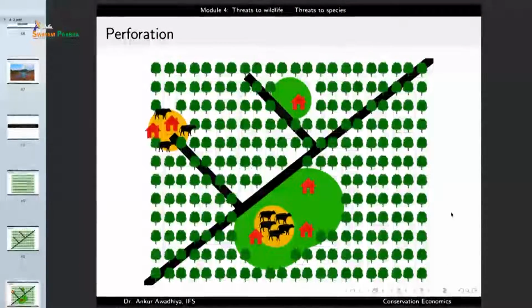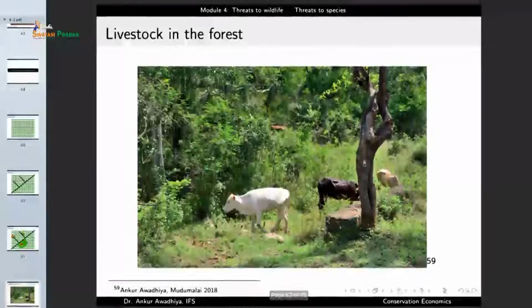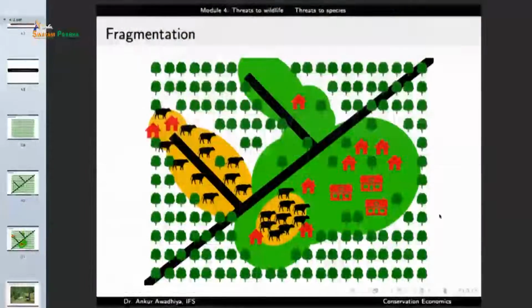Once this dissection has occurred, it is easier for humans to come to these areas, and so we will start seeing small settlements. In these small settlements, people will start farming these areas, or raising certain livestock. To make space for farming and for livestock, they will clear certain portions of the forest. And this is the stage known as perforation. Now they are perforating into the forest. This is how it will look. These are livestock in the forest near the Mudumalai tiger reserve.